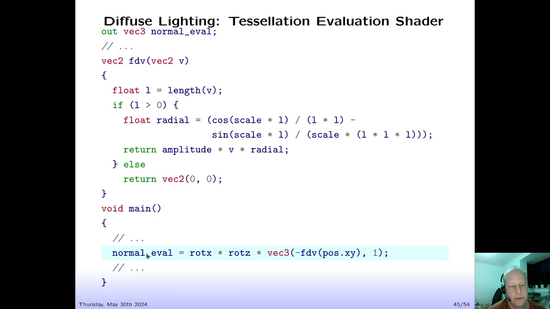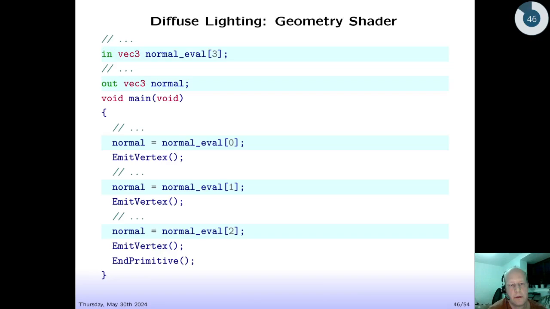And what we now do is we add an additional output to the evaluation shader, which is a normal vector. The normal vector is composed from minus the gradient and 1 as z coordinate. And you also need to rotate this normal vector using the rotation matrices. And in the geometry shader, we just pass through this normal vector.